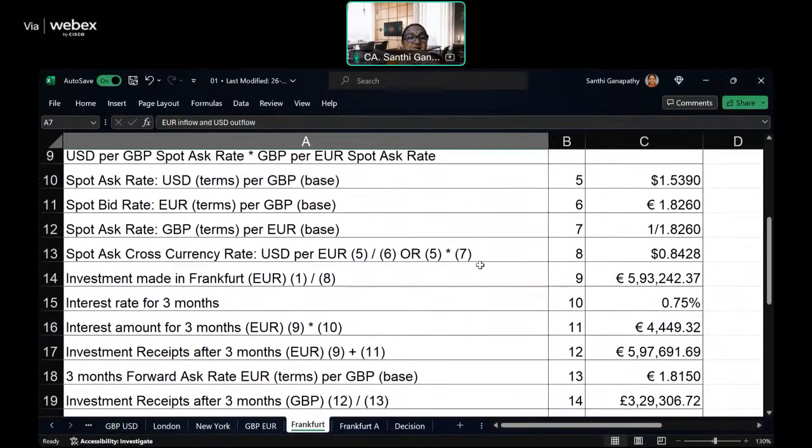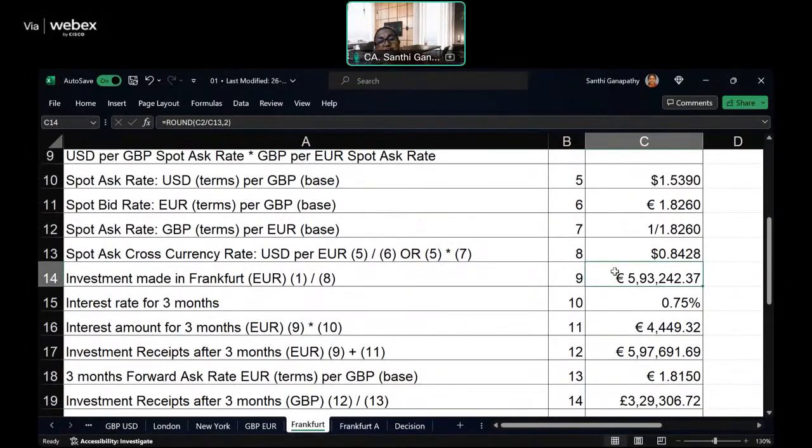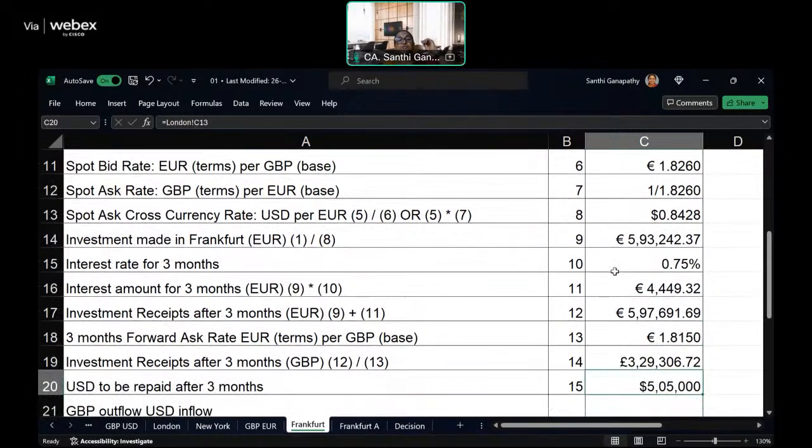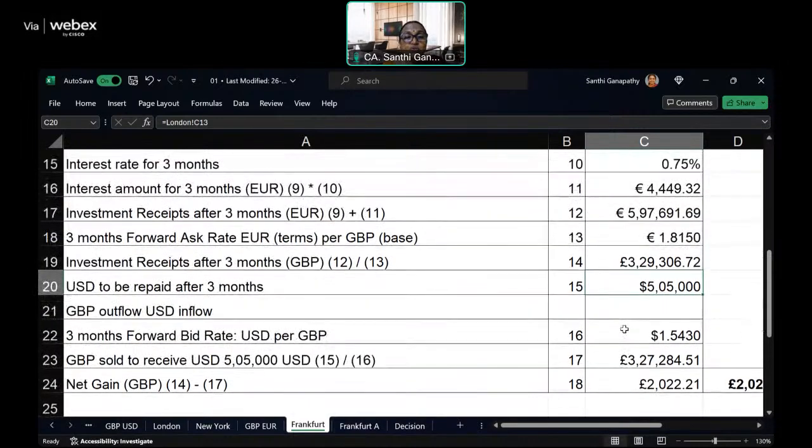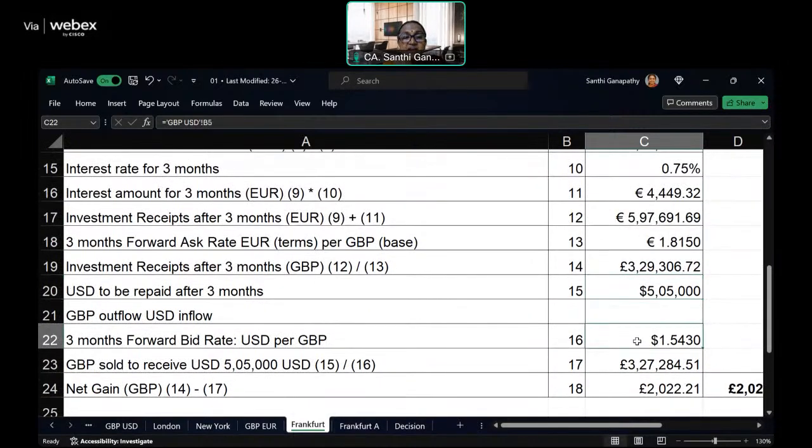Let me see how much is the investment that is made in Frankfurt. For that, how much interest I will get. So what will be the investment receipts? Then 3 months forward, what is the rate? Therefore, how much will be the investment receipt in GBP? USD to be repaid, I know. So at the forward rate, how much I have to sell? So what is the net gain?